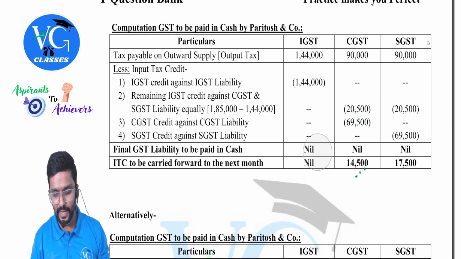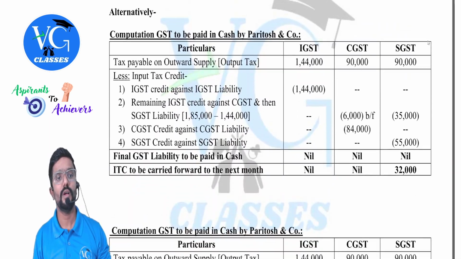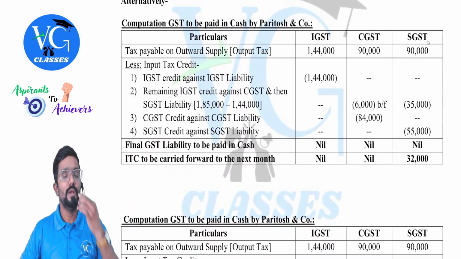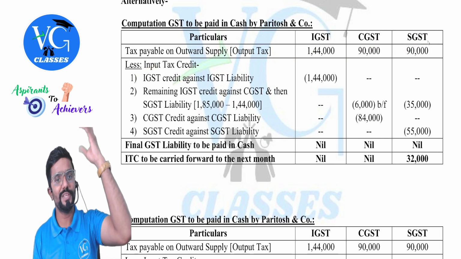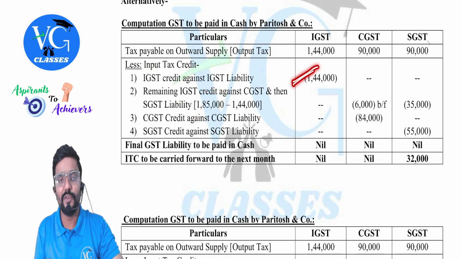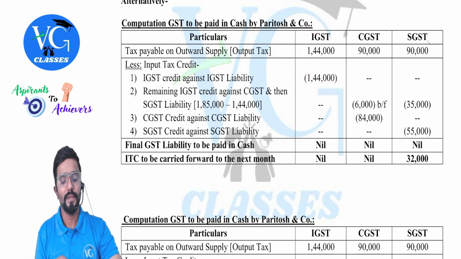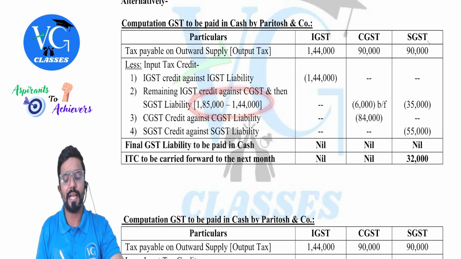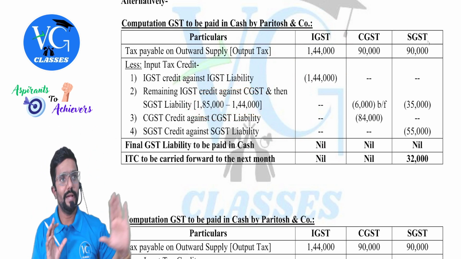Let me go to the next option. Sir, which is the next option available? Alternatively, I will take the output tax as it is. The first step is adjusting the credit as it is. I have a total IGST credit of 185, but I can adjust only 144 against IGST. So this became nil. What is the remaining IGST credit? 41,000. I will keep it aside.